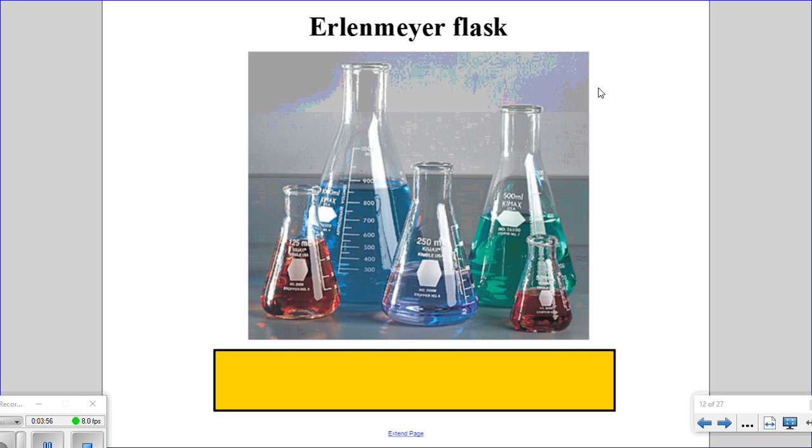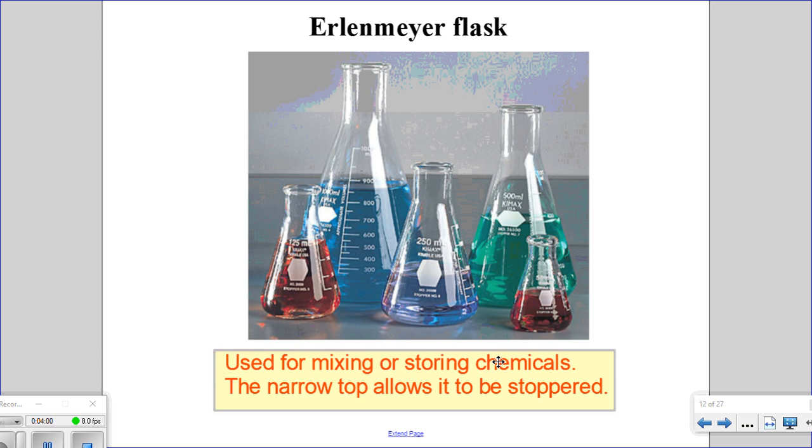Next up is the Erlenmeyer flask. Erlenmeyer flasks come in varying sizes that can be used for mixing or storing chemicals. It has a narrow top that allows it to be stoppered. So Erlenmeyer flasks can come in sizes as small as 50 milliliters, so you can put in 50 milliliters of liquid, up to a liter here, or even more liquid depending on the size of the Erlenmeyer.